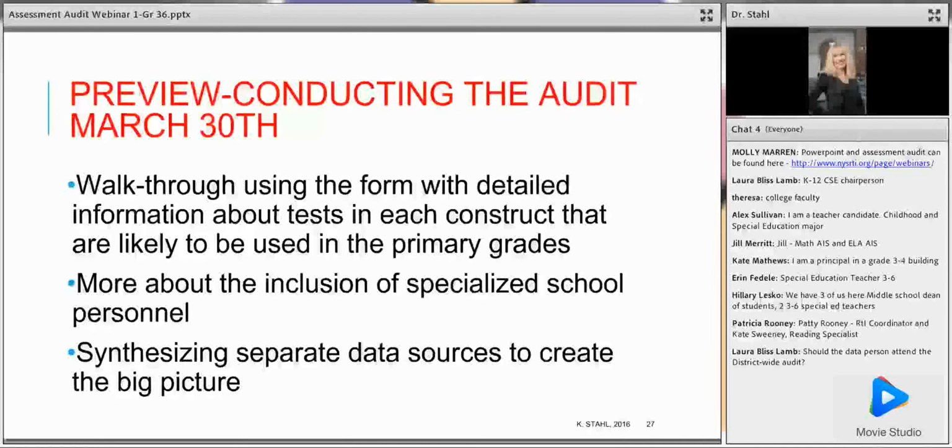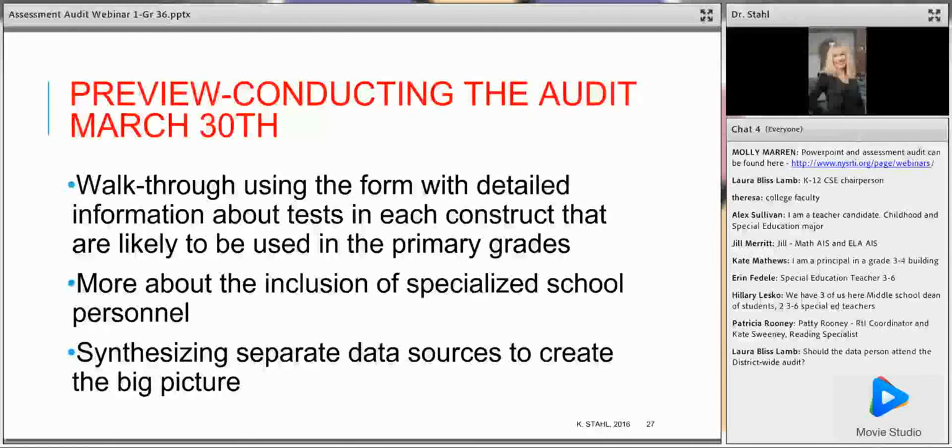And the participants then also had an opportunity to generate their own tests that they use in their schools and generate some questions for me live, such as: okay, where would this fit in this category? How would this fit in this category? And what does this say about this? That was the hands-on activity that you will also get to participate in on March 30th.